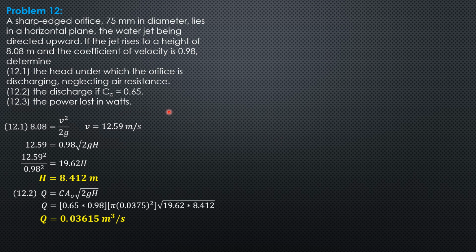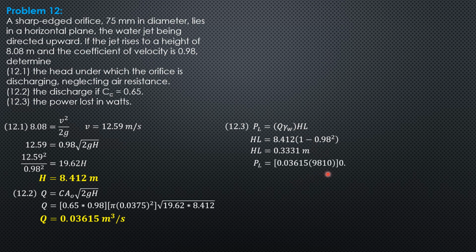The power lost in watts: power lost is Q times the specific weight of the water jet, times the head lost. Where the head lost is head times quantity 1 minus C sub V square, so 8.412 times quantity 1 minus 0.98 square. The head loss is 0.3331 meter. Substitute above: power loss is 0.03615, specific weight of water 9,810 newtons per cubic meter, then head loss 0.3331 meter. So that the result is in watts. So power lost is 118.1 watts.